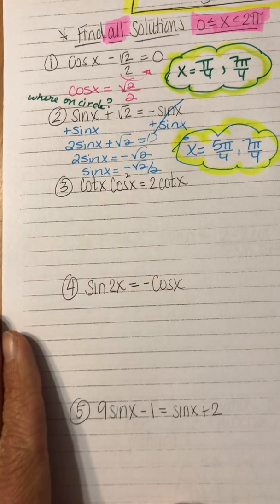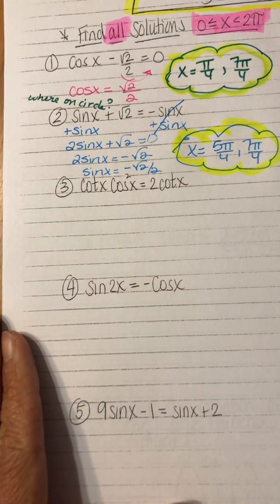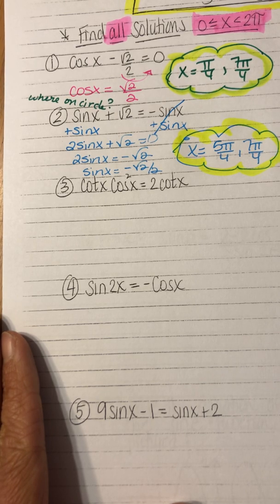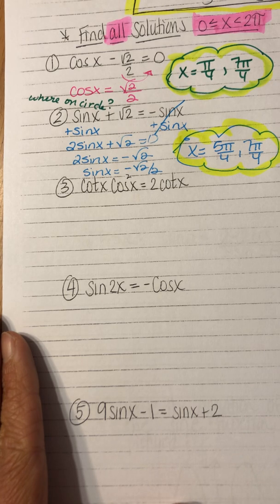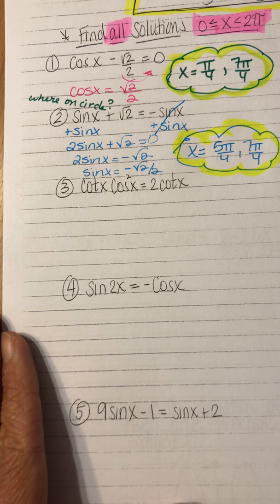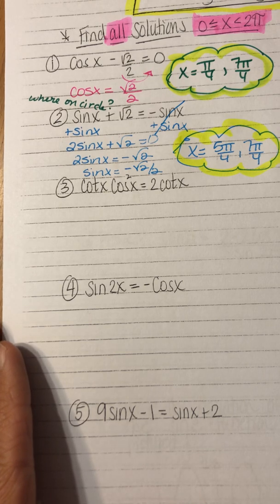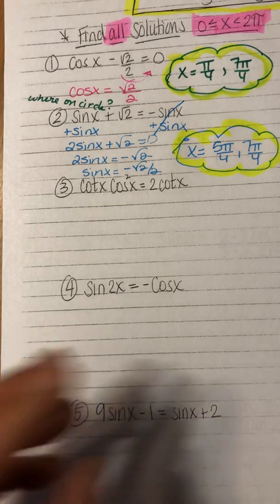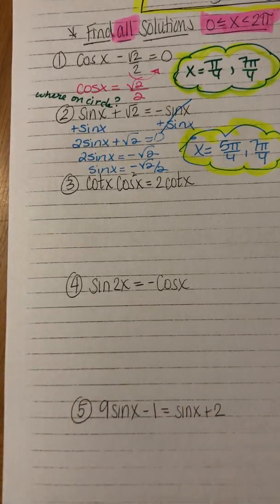Okay, number 3, cotangent of x times cosine squared of x equals 2 cotangent x. Okay, so what we're going to do is factor out something. Hold on, I can't even understand my own handwriting. Oh, that's because I didn't write it right. Okay, so sorry.